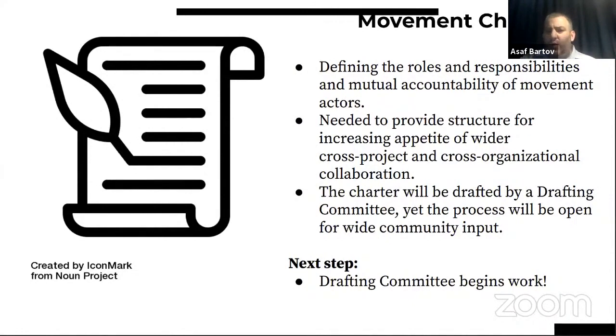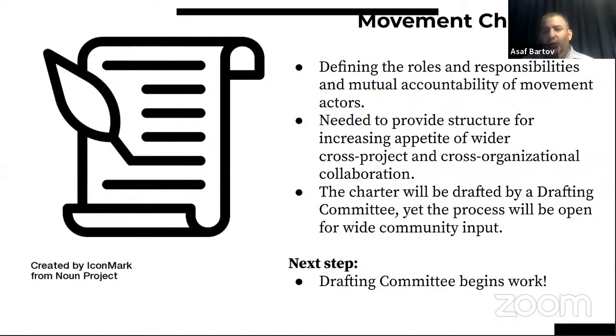And that's not a good situation to be in. It would be better if it were clearer, or if it were at least determinable, right? If it were easier to determine what can or should or may be done towards certain goals. So the movement charter will provide that and will help us collaborate across projects, across affiliates, across organizations better.